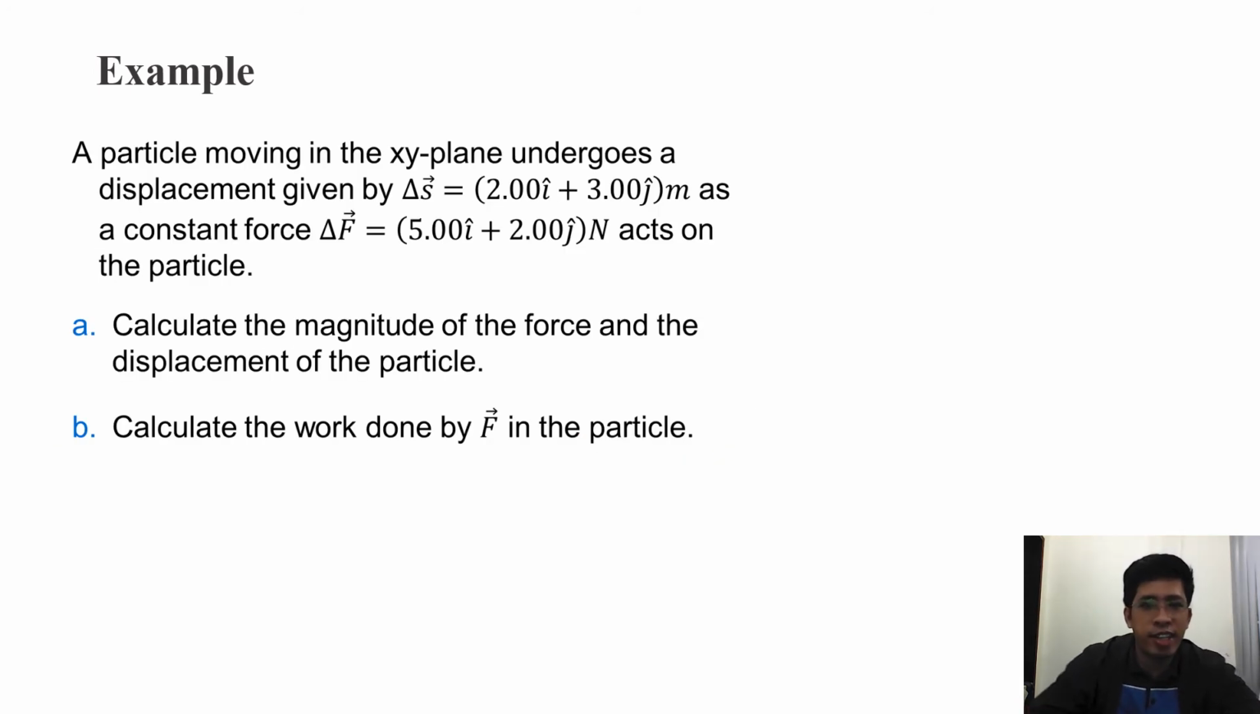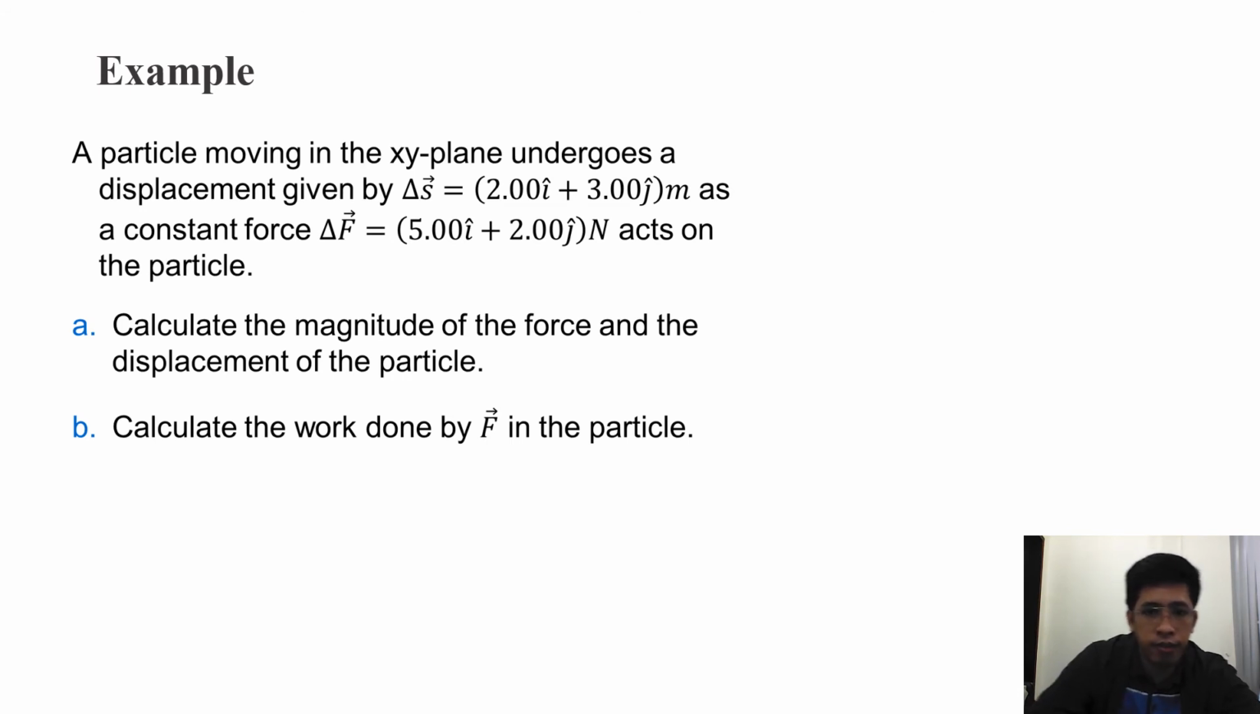So let's have another example. You have here a particle moving in the xy plane undergoing displacement given by delta S equal to 2I hat plus 3J hat meters as a constant force delta F that is equal to 5I hat plus 2J hat newtons acts on the particle. So you're given your two vectors, delta S and delta F. You're asked to calculate the magnitude of the force and the displacement of the particle.